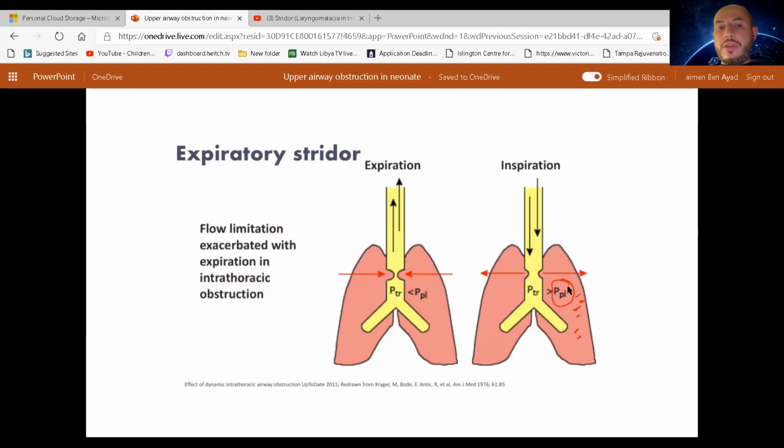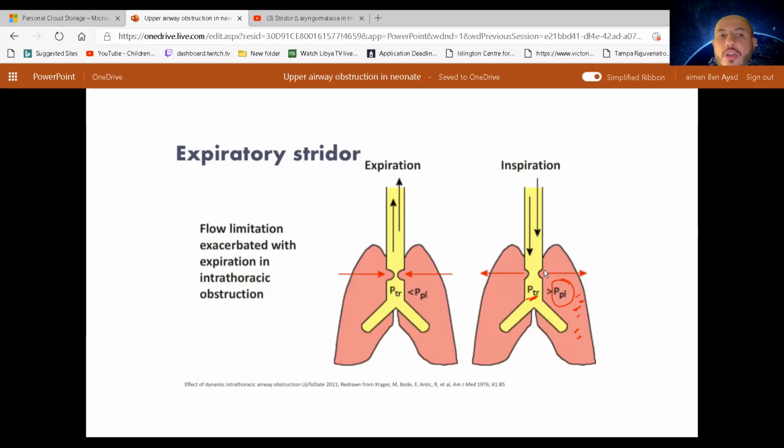What happens during inspiration? The negative pleural pressure becomes less. When you have less pleural pressure, the tracheal pressure becomes stronger than the pleural pressure. So what happens to the airway during inspiration? It's open because of the decreased pleural pressure. The tracheal pressure becomes stronger than the pleural pressure, and that's why there is bronchodilation during inspiration.